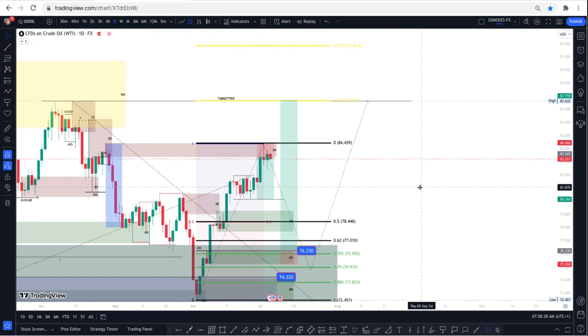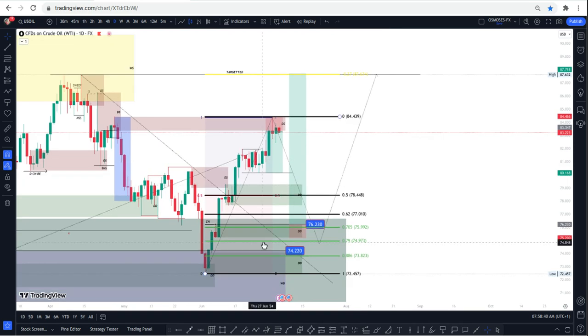Try to be very conservative and also look out for this zone. This zone is very juicy to me. It's a very juicy zone, and I would love to see what happens inside this zone. It's a very juicy zone to me.